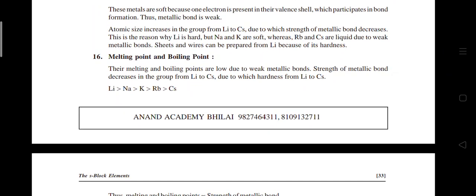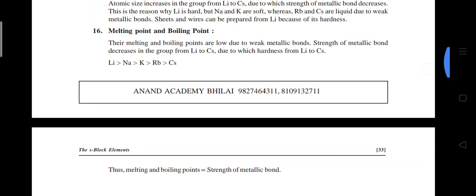Atomic size increases in the group from lithium to cesium, due to which strength of metallic bond decreases. This is the reason why lithium is hard, but sodium and potassium are soft, whereas rubidium and cesium are liquid due to weak metallic bonds. Sheets and wires can be prepared from lithium because of its hardness.